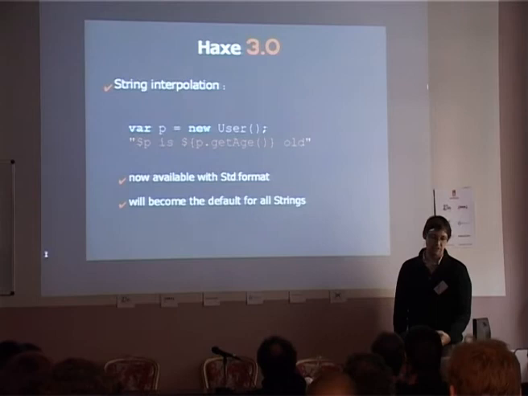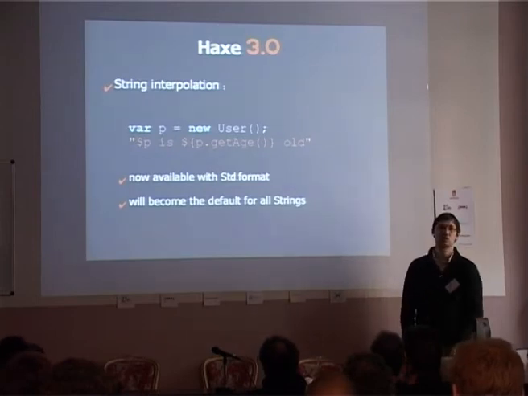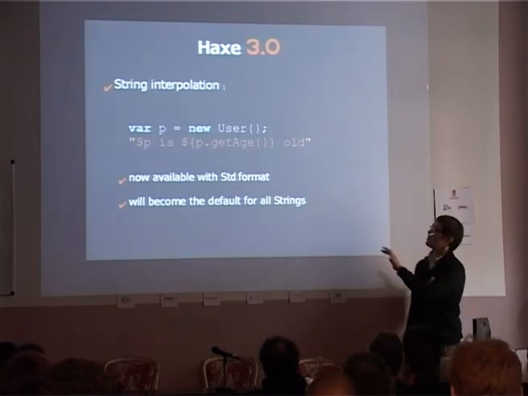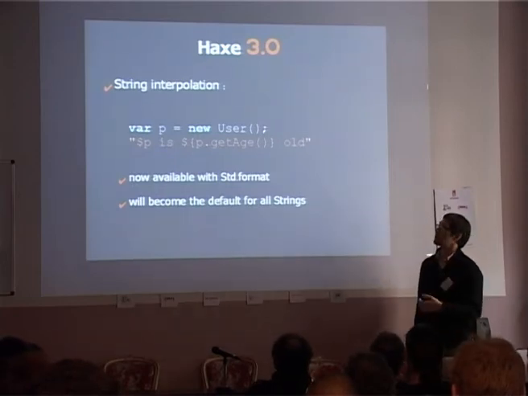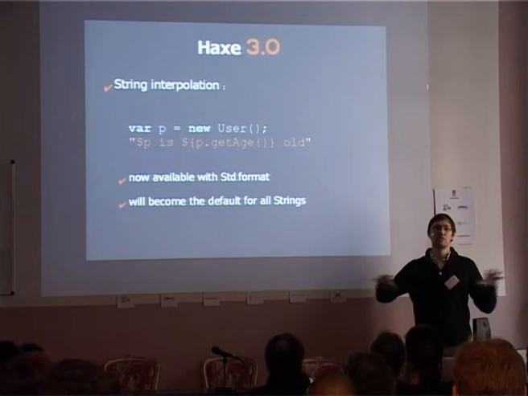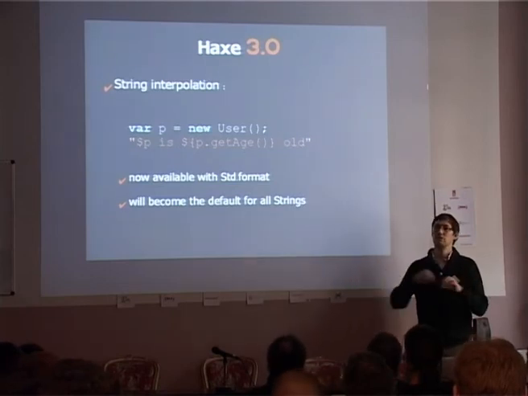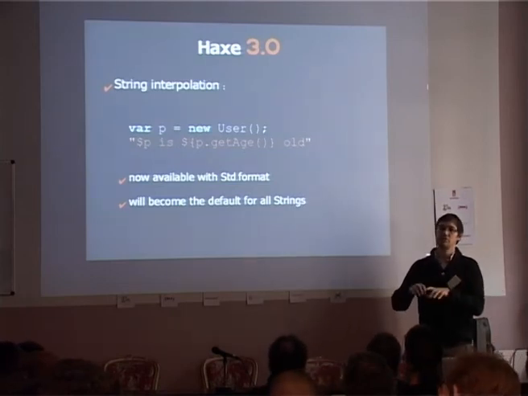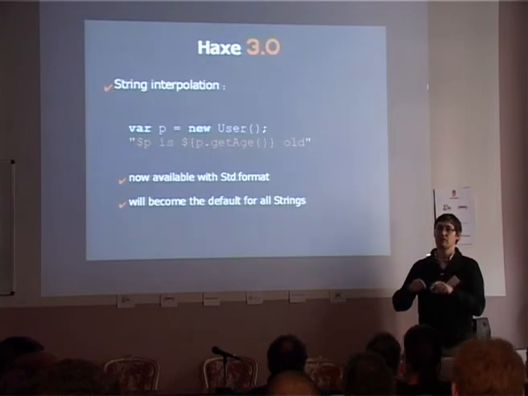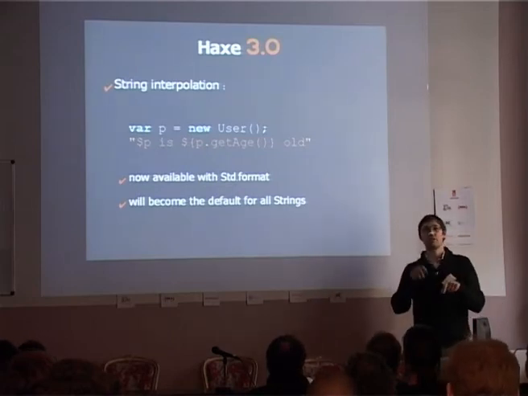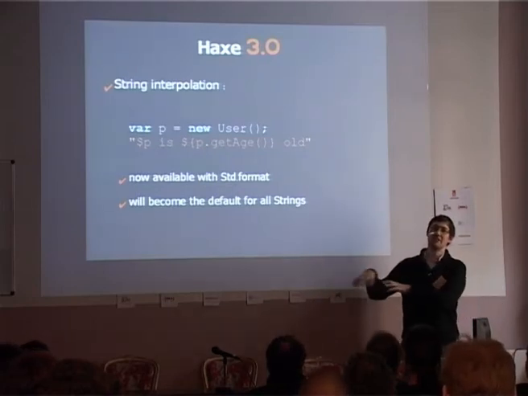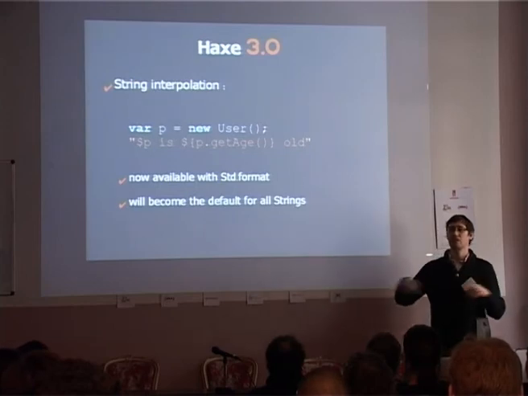Now we want to make it default for all strings to work with this. So all strings will be able to directly write this. The reason is that right now when you want to write a lot of things, you start writing your text and you say, oh, I need to add a variable. So you have a choice: either do a plus, close your string, do a plus, and then open the string again. So that's a bit hard to write.